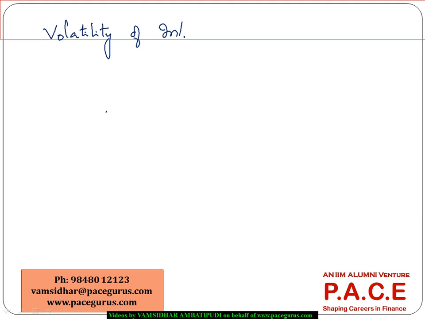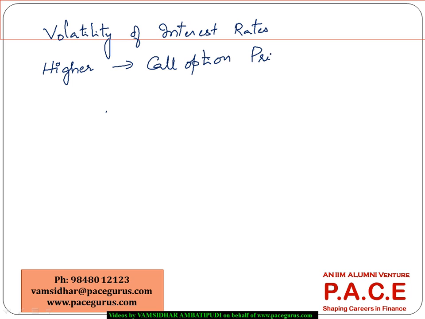If the volatility of the interest rates is higher, what we see generally in any volatility scenario is that the call option premium, or the call option price, will increase. So obviously the value of a callable bond will decrease, because the value of the callable bond is nothing but the value of the non-callable bond minus the value of the call option.